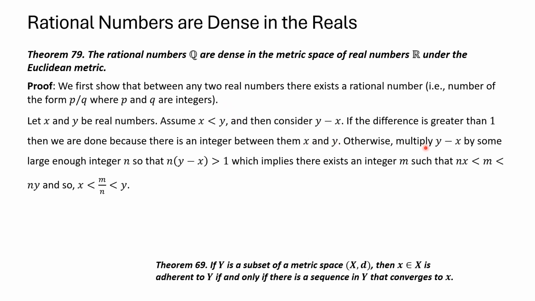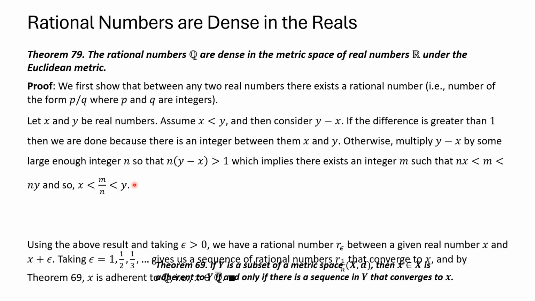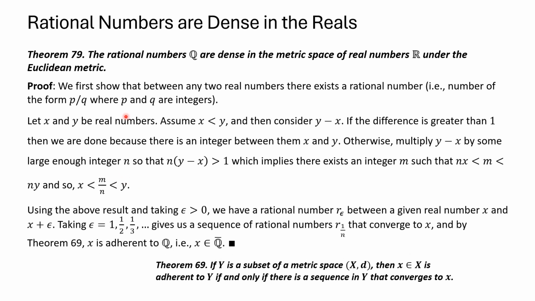And the second case is when y minus x is less than 1, but all we need to do is multiply by an integer n to make y minus x greater than 1, and then we have ny minus nx satisfying our first case, which means there is some integer m between nx and ny. Then we just divide by n, and we get x is less than m over n less than y, and of course m divided by n is a rational number, a fraction. So we've proven that in the second case. So we're almost done.